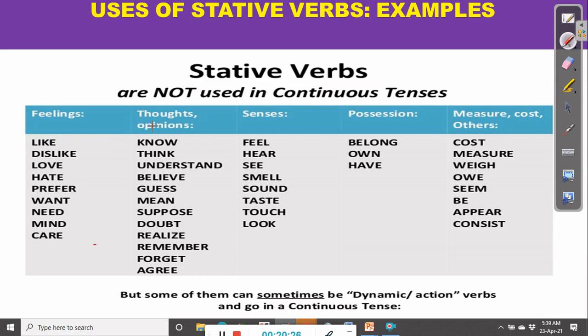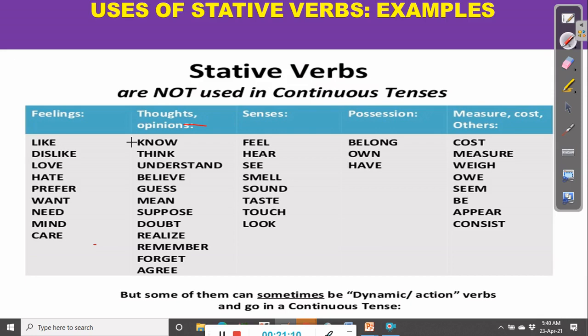Then you can use stative verbs to express thoughts or opinions like know, I know something, all right? Think, understand, believe, guess, mean, suppose, doubt, realize, remember, forget, agree. All these are mental. There are instances when we are expressing our mental state, all right? So generally, you discover that stative verbs are used to express state, but it can be a state of feeling, a state of thought, sensual states, state of ownership, state of measurement, and so on.